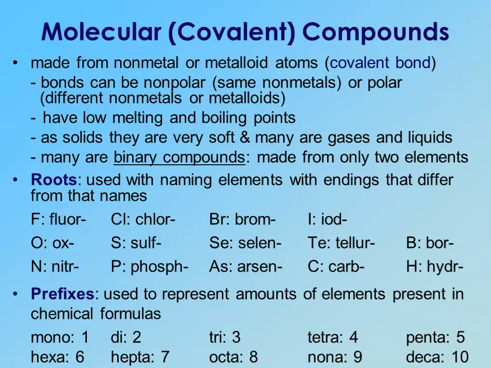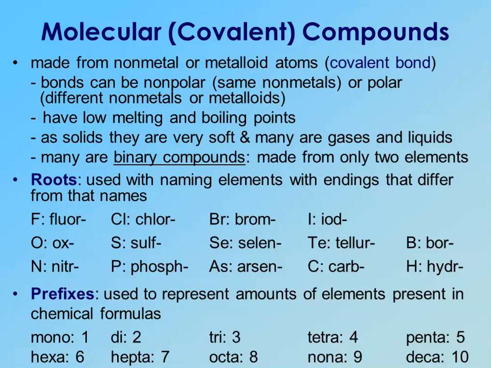So they would be considered to have a non-polar covalent bond, and other times they are shared in such a fashion where the electrons are drawn towards one of the elements that's present as opposed to the other. Those would be polar covalent bonds. They have much lower melting and boiling points than your ionic compounds. When they're in their solid state, they tend to be soft. We have lots of molecular compounds that are liquids and gases.